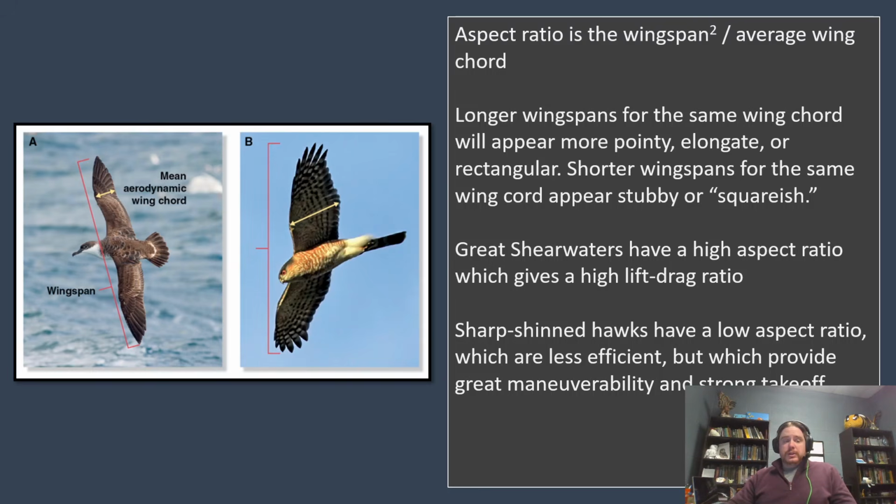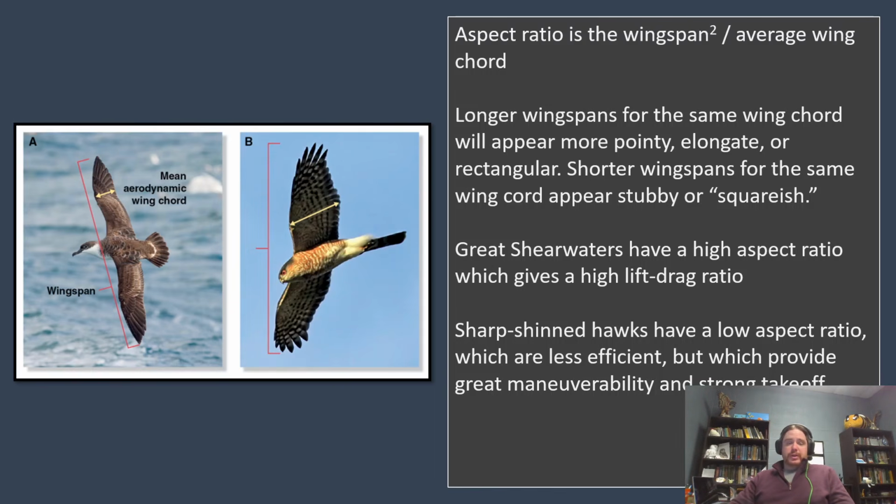Or in the opposite, if we hold that wing chord static, but we tighten up the wingspan, what happens is the wings start to look boxier and boxier. They get closer to a square, right? Or they get stubby looking.